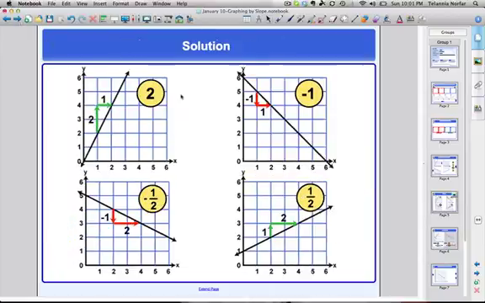Okay, let's see the answers. The first one was 2 over 1, which is the same as saying 2. The second was 1 over 1, but it's also going in that negative direction, so it's -1. And again, going down 1 and over 2 in a negative direction, so -1/2. And then going up 1 and over 2 in a positive direction, so 1/2. Not bad if you got those answers right.